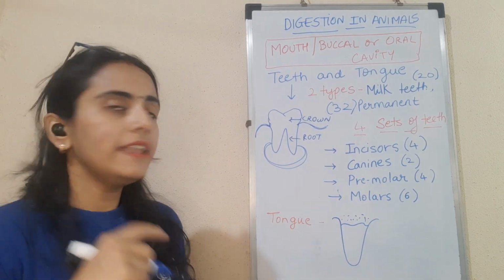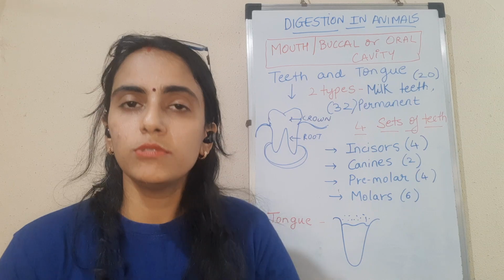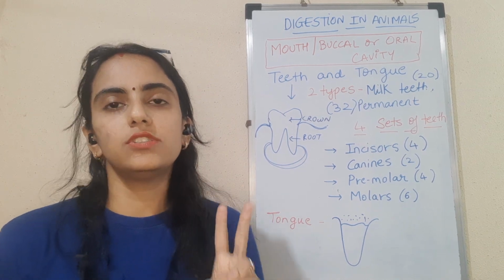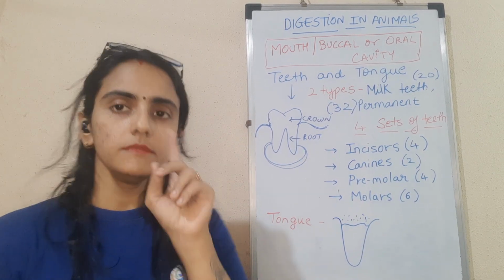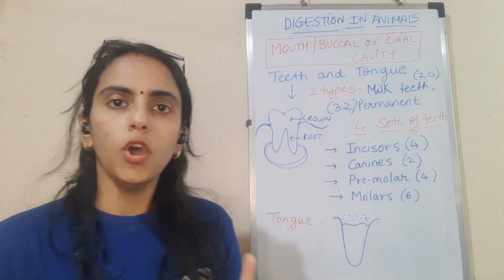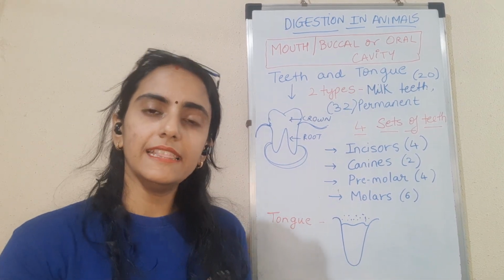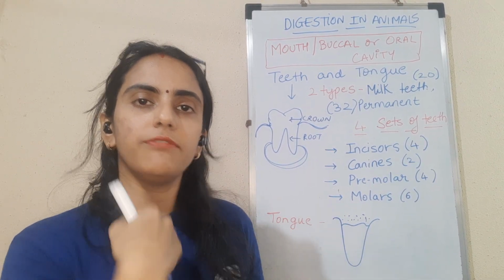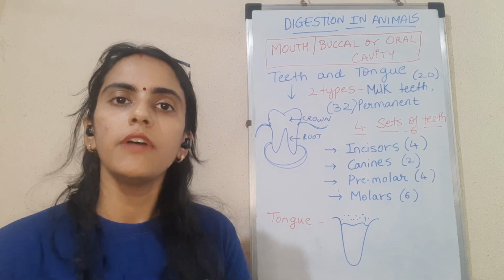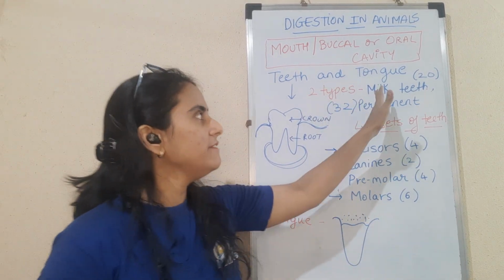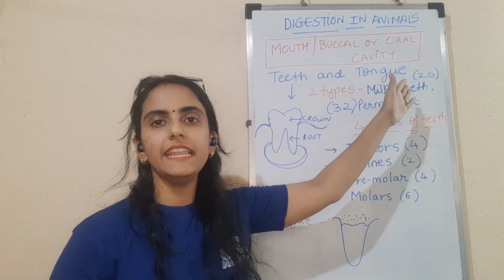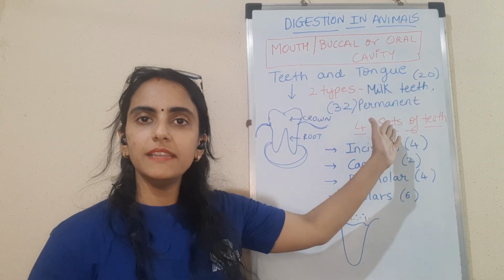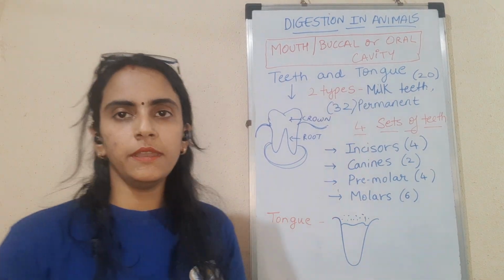Now another important thing that we need to know about teeth is that there are two sets of teeth that we have. The first one is the milk teeth, which are present in small children, and later on this set of milk teeth falls off and we get a new set of permanent teeth. Milk teeth are 20 in number, and permanent teeth are 32 in number.